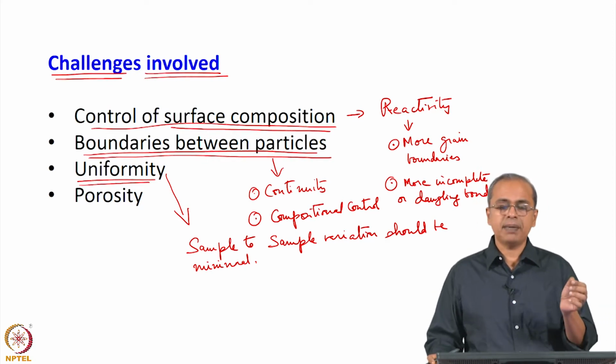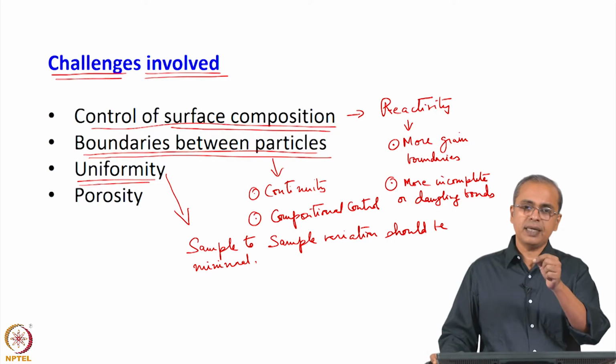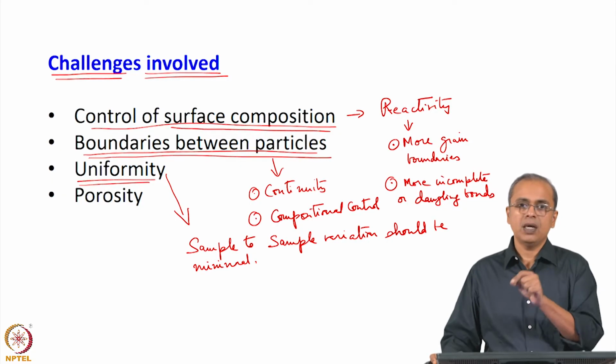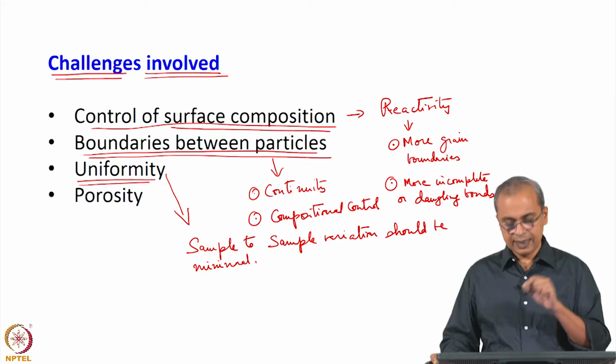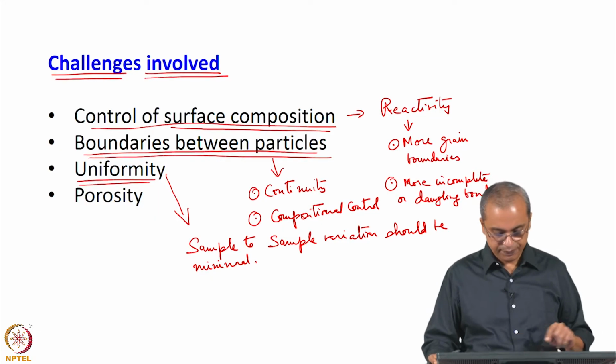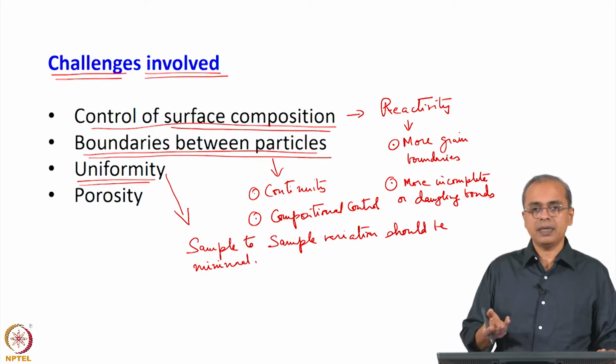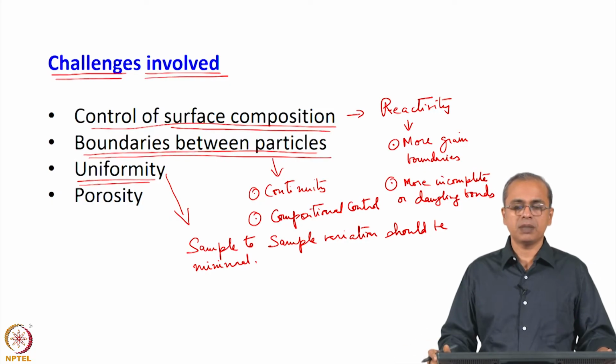The smaller the sample that you make, the greater the potential influence of the surroundings on that sample, and therefore a much higher level of control is required. So, this is also important from a scientific perspective as well as a technological perspective.